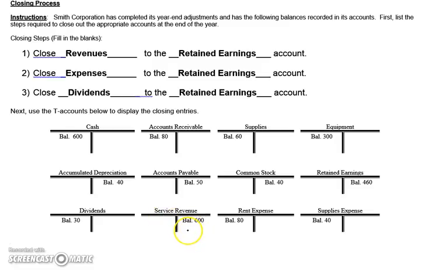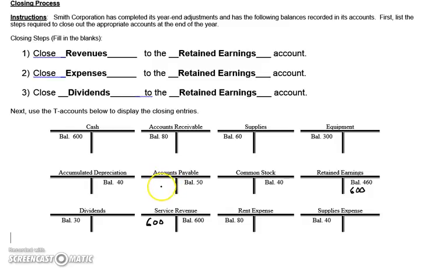To close or zero out this account, we'll need to place a debit on the left side of the T account, as the service revenue account already has a balance on the credit side of $600. So once again, to zero out this account, we'll start by placing a $600 entry on the debit side of the revenue account. Now with every debit, we need a credit, and since we're closing this balance to the retained earnings account, we'll go over to the credit side of retained earnings and enter 600 there.